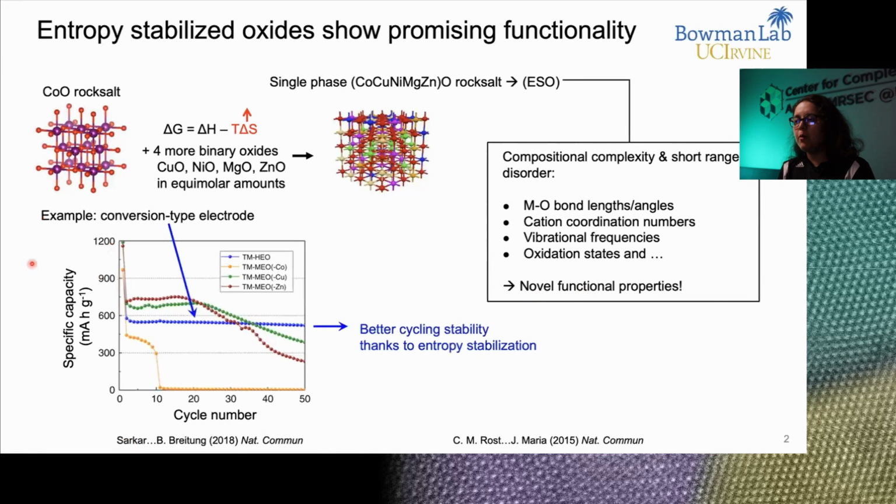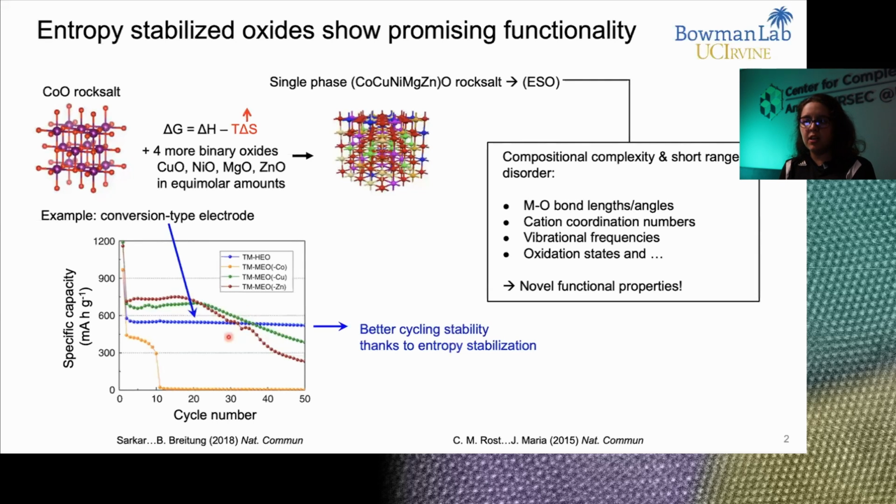As an example, I want to point out this material. We studied a cobalt, copper, nickel, magnesium, and zinc oxide that I'm going to refer to as an ESO. Entropy-stabilized oxide has been studied as a conversion-type electrode. In this graph, you're looking at specific capacity as a function of cycle number. In the blue plot, you see the capacity of this ESO material changing with cycle number, and you see a pretty stable trend.